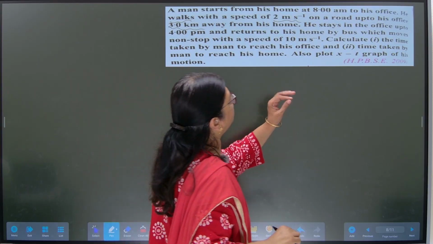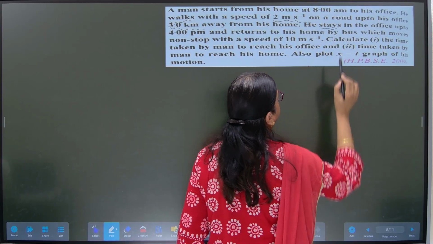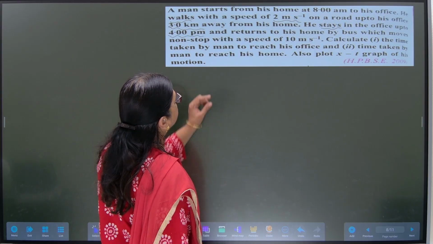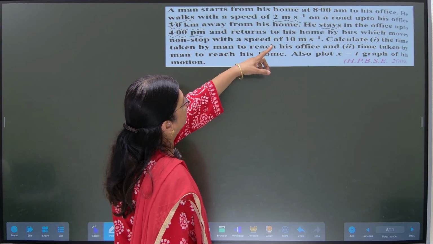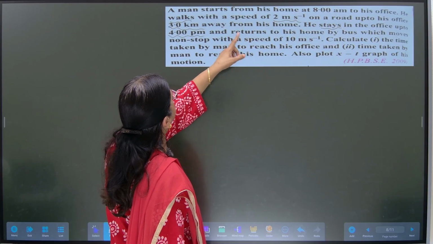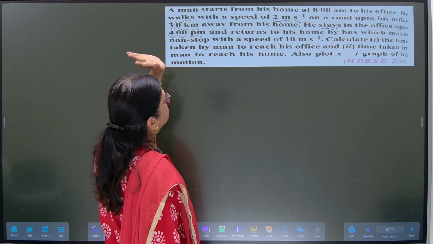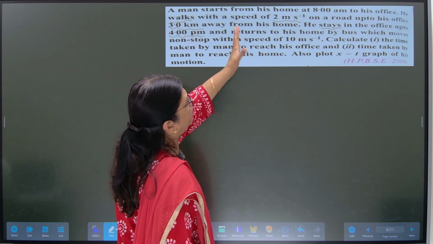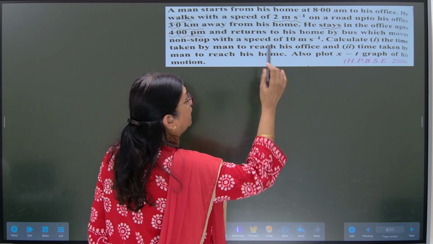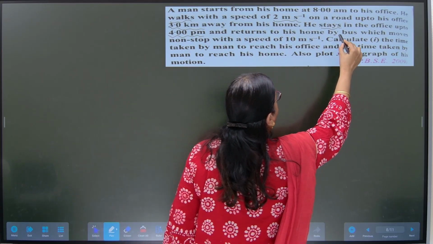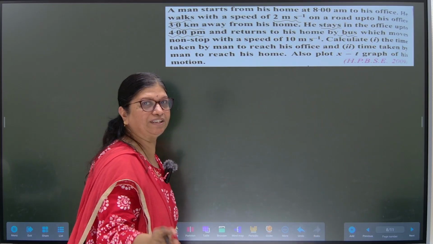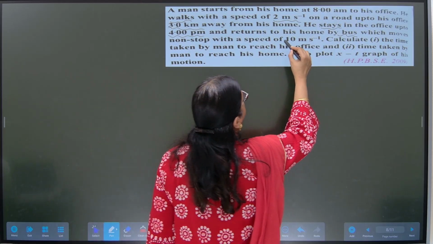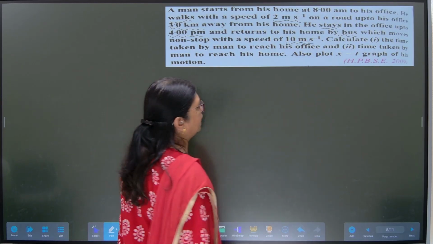He stays in his office. He is in his office. He will work. So he is in office up to 4 o'clock, 4 p.m. and returns. He is sitting there and returns to his home, back home from office by bus. He went by walk. Now he is going back home by bus. He is tired, so he is going by bus, which moves non-stop with a speed of 10 meters per second.